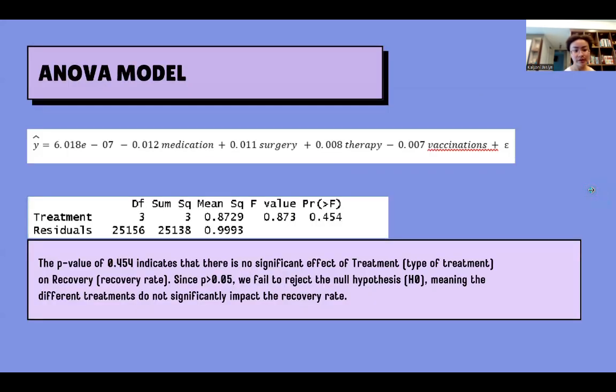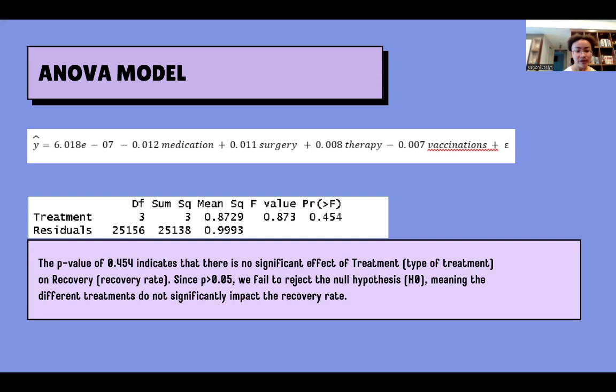So here's the ANOVA model that we made. The ANOVA equation is y equals 6.018e-07 minus 0.012 medication plus 0.011 surgery plus 0.008 therapy minus 0.007 vaccination plus the error. Since the treatment types are categorical variables, they're transformed into dummy variables. For example, if the treatment type is medication, then the surgery, therapy, and vaccination coefficients will be 0, and the medication coefficient will be 1.